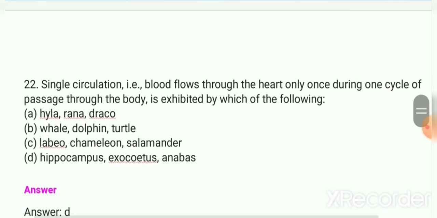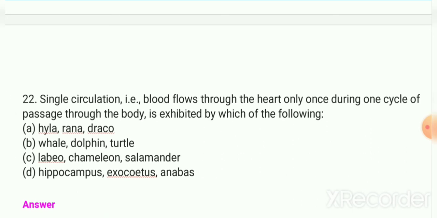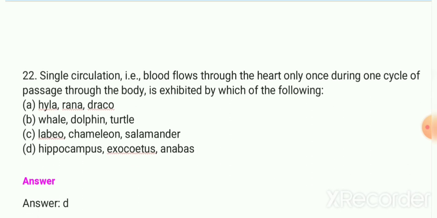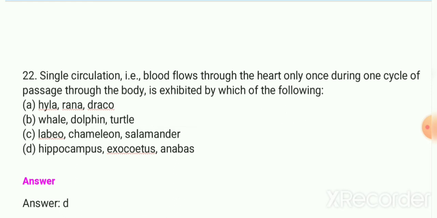Next, question number 22. Single circulation, that is, blood flows through the heart only once during one cycle of passage through the body, is exhibited by which of the following? These are some examples: whale, dolphin, turtle, hyla, rana, draco, labeo, chameleon, salamander, hippocampus, exocoetus and anabas. So here option D will be the correct answer. As you all know, circulation is of two types, single circulation and double circulation. So here option D will be the correct answer.